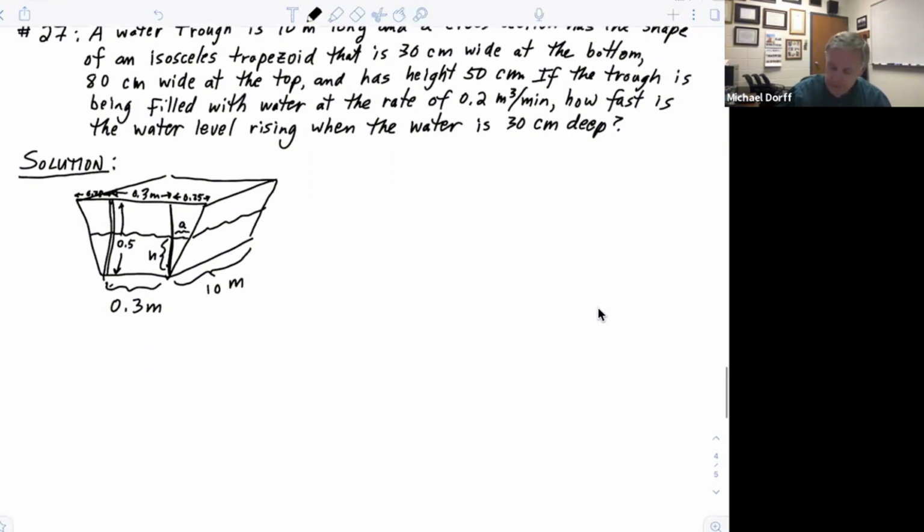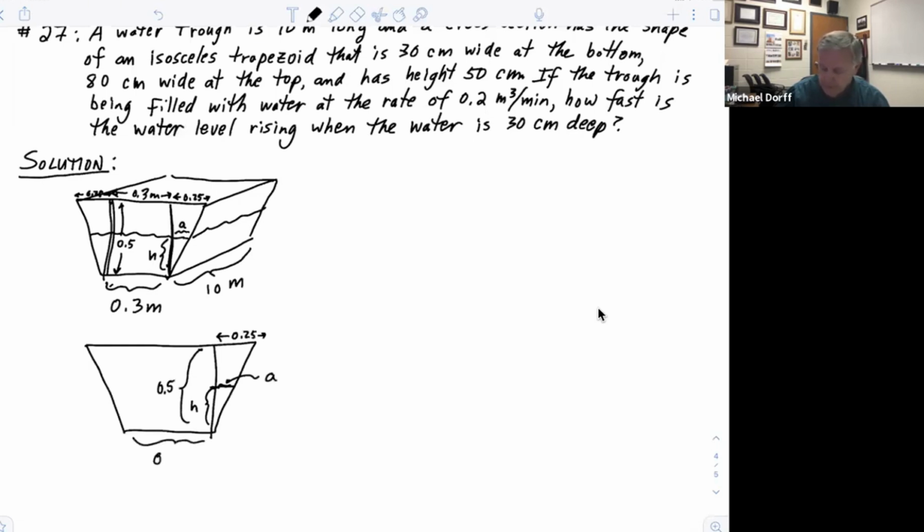Let me redraw this trapezoid so it's easier to see the numbers. This height here is h. This length here is a. I know that this is 0.25. This whole length here is 0.5. And this length here is 0.3.